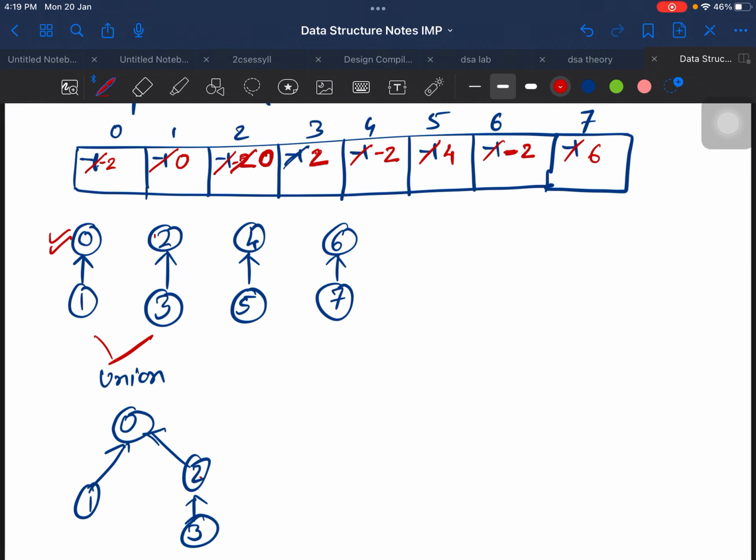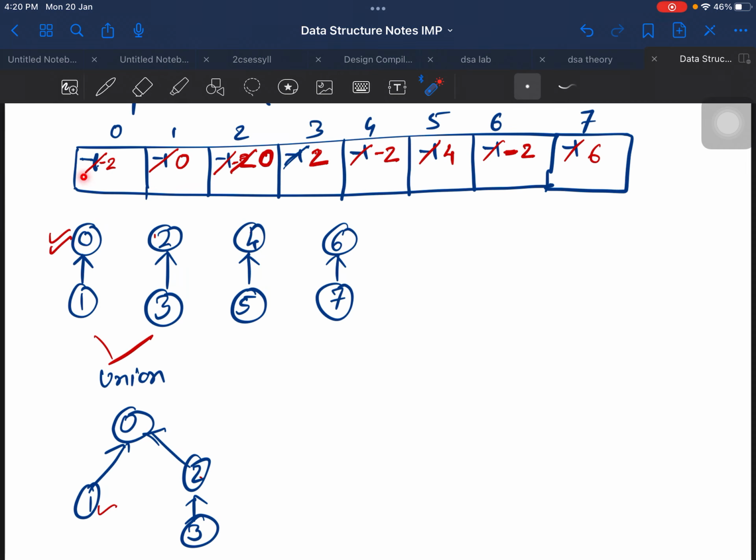Remember this, guys: after this union operation, 2 is not a root, and if it is not a root, then the minus sign is not there. We have to write the parent. The parent is 0, so that's why I am writing 0. Come to 1. 1 is the child of 0, and 0 is already there, so we need not make any changes.